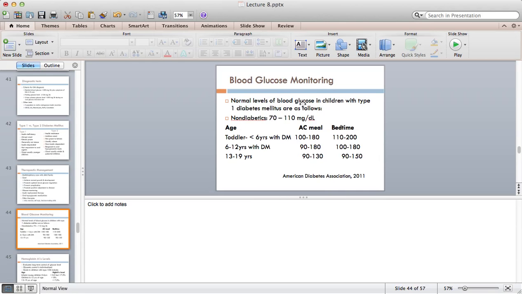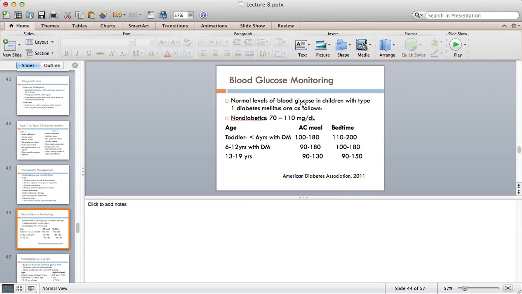So I gave you some blood levels. If I'm going to ask you for any parameters, this is what I will hold you to. I go by the American Diabetes Association number. So if I have to ask you anything, that's what I will ask you.